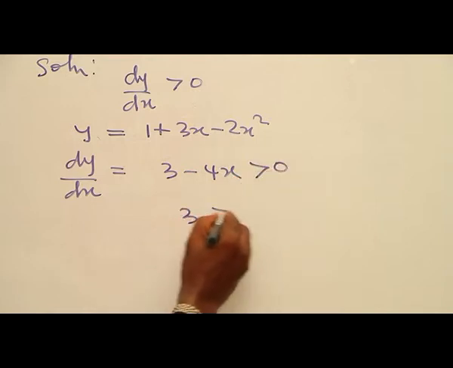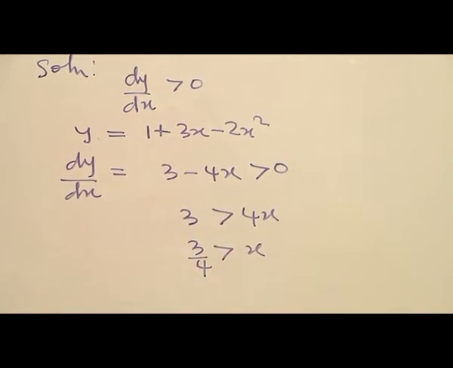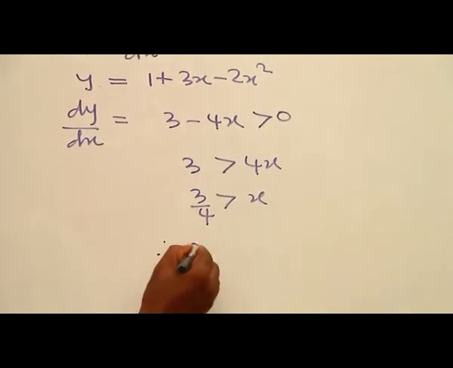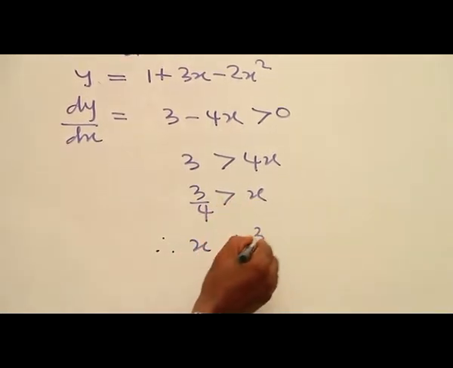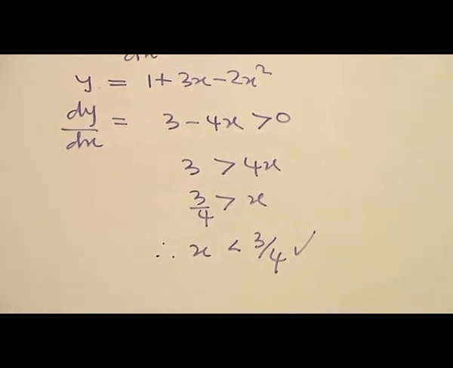In other words, 3 is greater than 4s. And so 3 all over 4 is greater than s, dividing both sides by 4. Therefore, your s must be less than 3 all over 4. And that is the range of values.